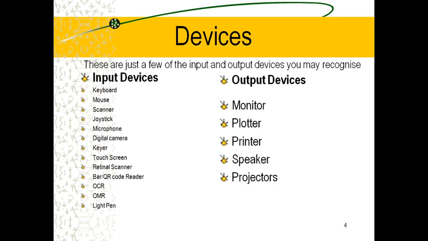And next one is mouse. It may be a wired mouse or a wireless mouse. The mouse is a pointing device which is used to point to an icon and to open the icon. Commonly a mouse has three buttons: one is the right click, another one is the left click, and the third one is the scroll button.